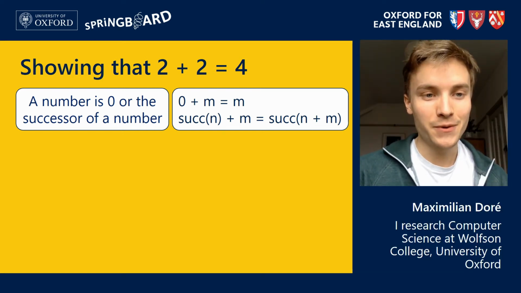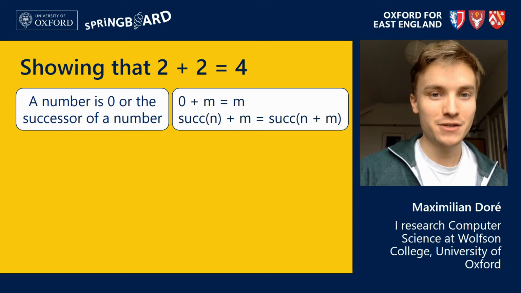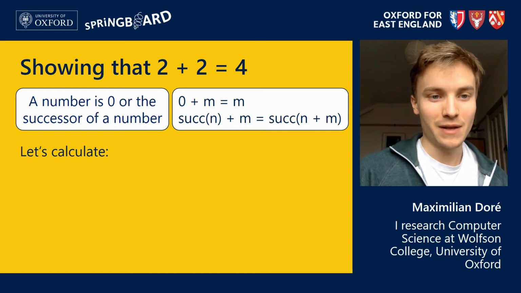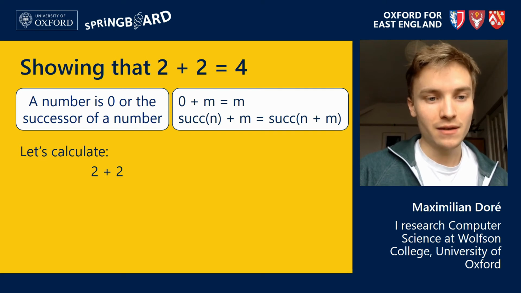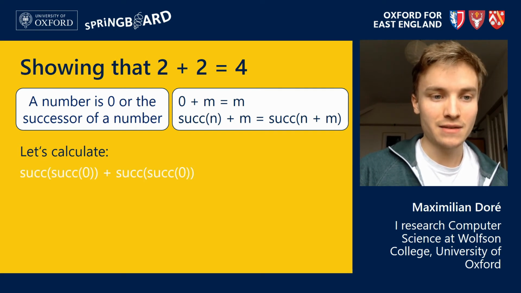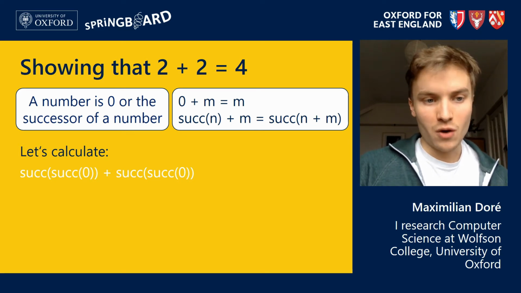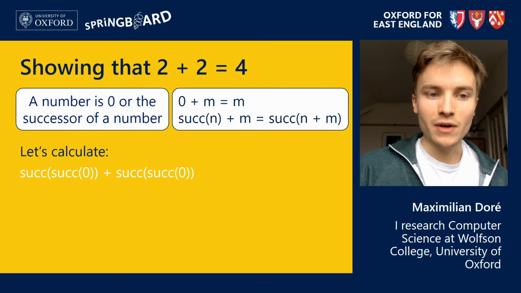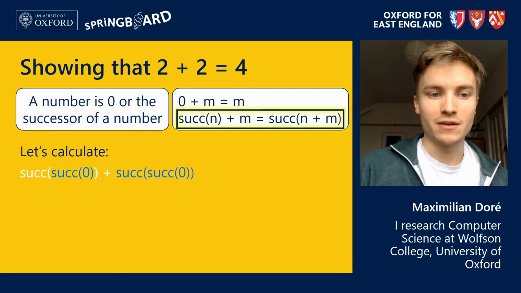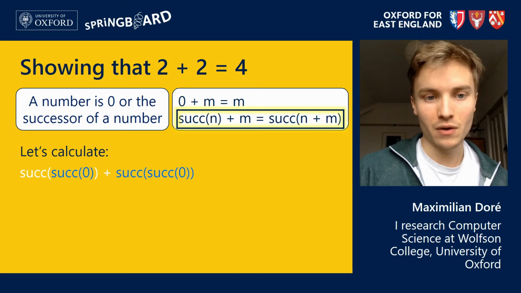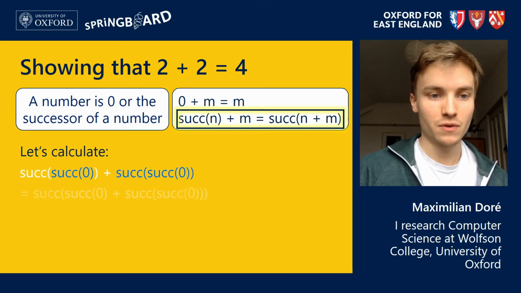Alright, I hope you were successful in doing this calculation. Let's do this as well. So 2 plus 2 will be represented in our representation just as the successor of the successor of 0 plus the successor of the successor of 0. Now on the left-hand side we have something greater than 0, so we'll have to apply the second rule. Our n will be successor of 0, and our m will be successor of 0.